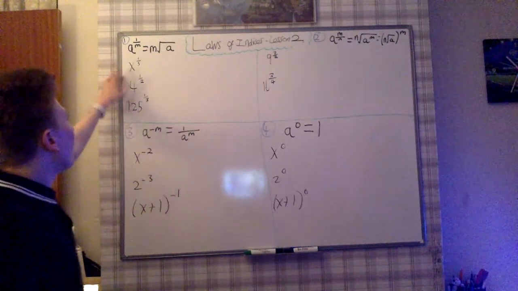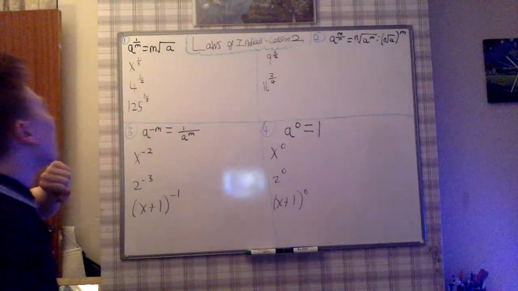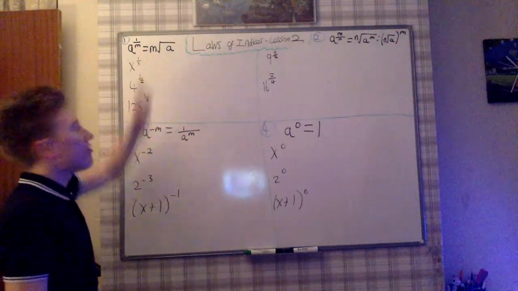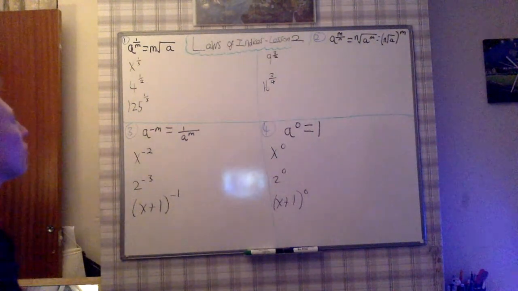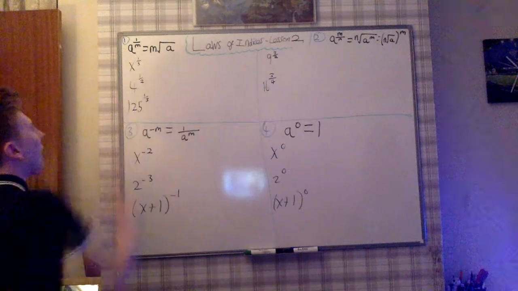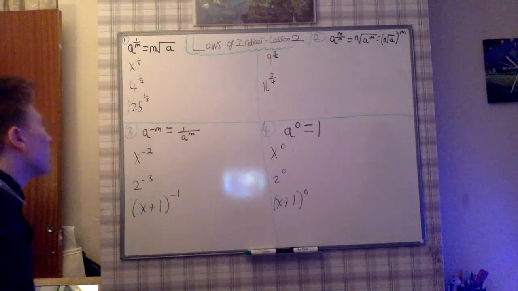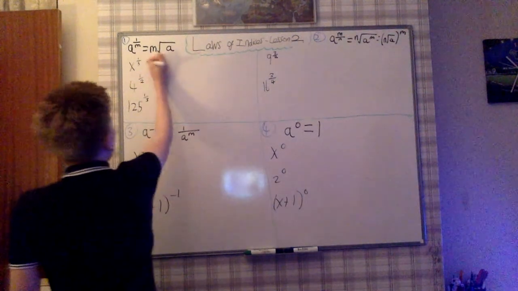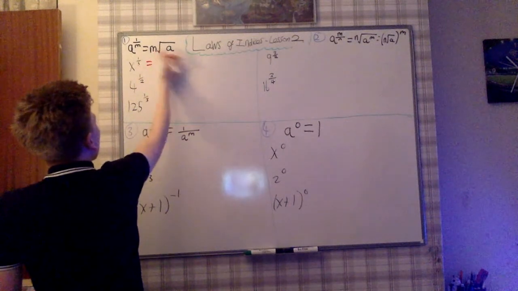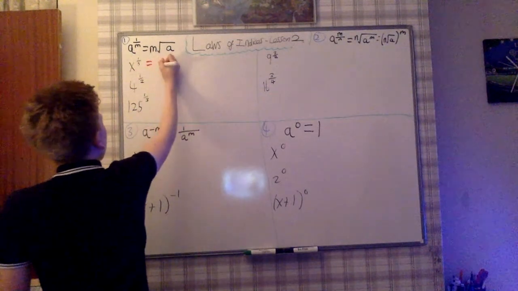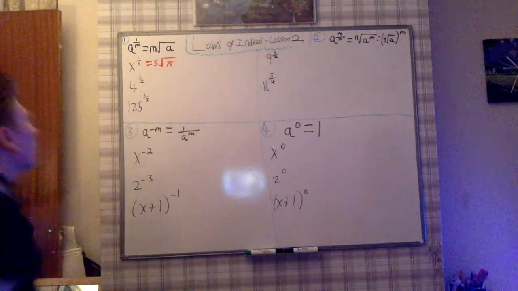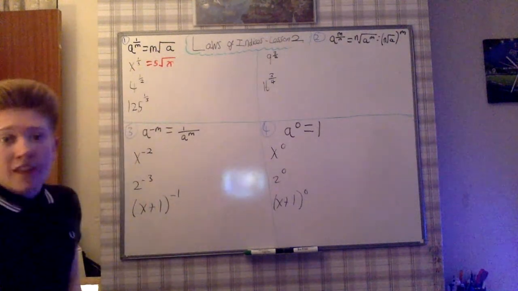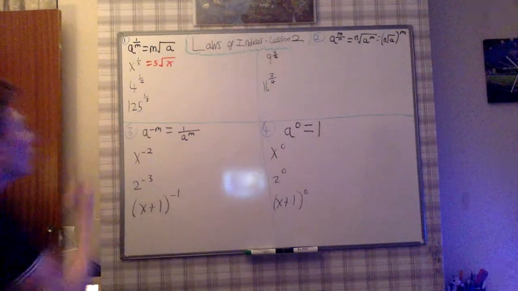So, first of all, a to the power of 1 divided by n is equal to the nth root of a. Now, 3 examples here to show you what this means. x to the power of a fifth is the first question. Well, we can simplify this by writing this as the nth root of a. a is x in this case. And the fraction is a fifth, so therefore this is the fifth root of x.